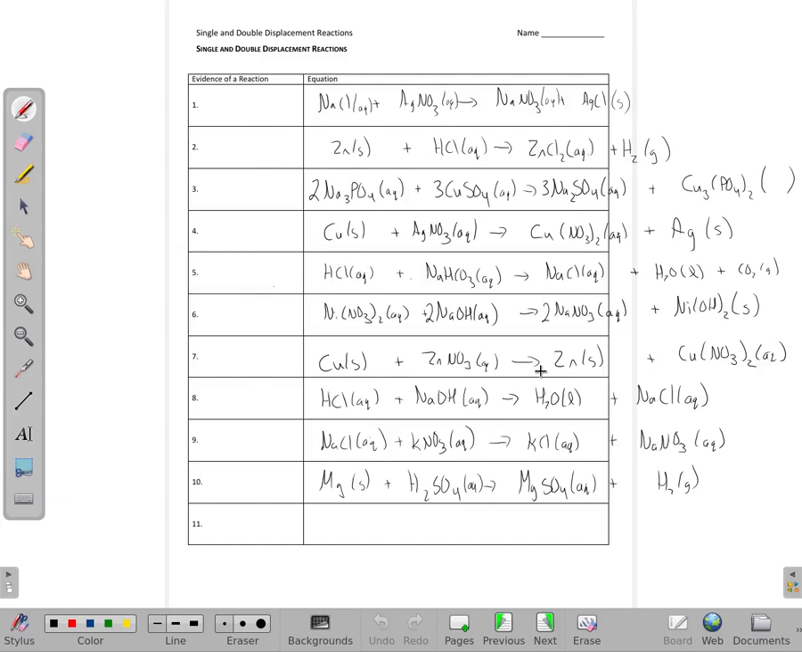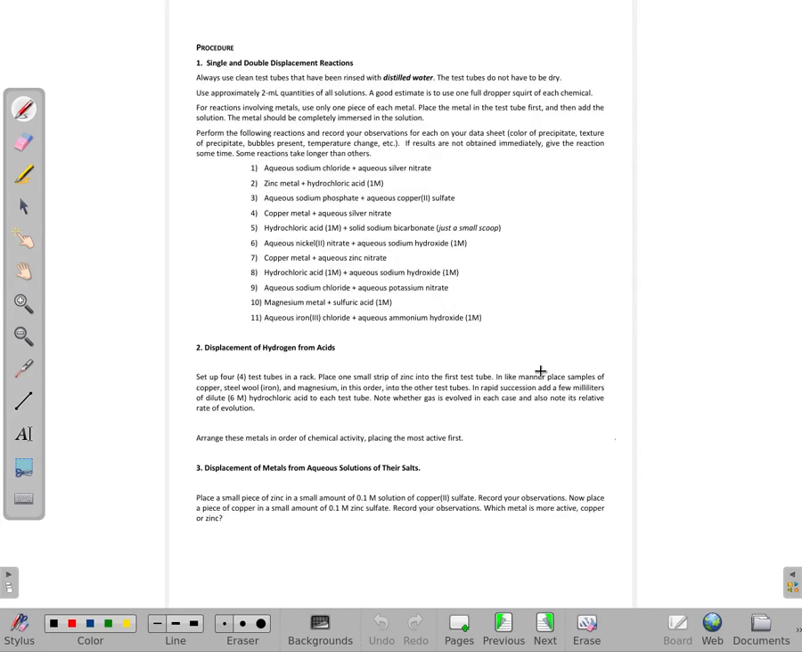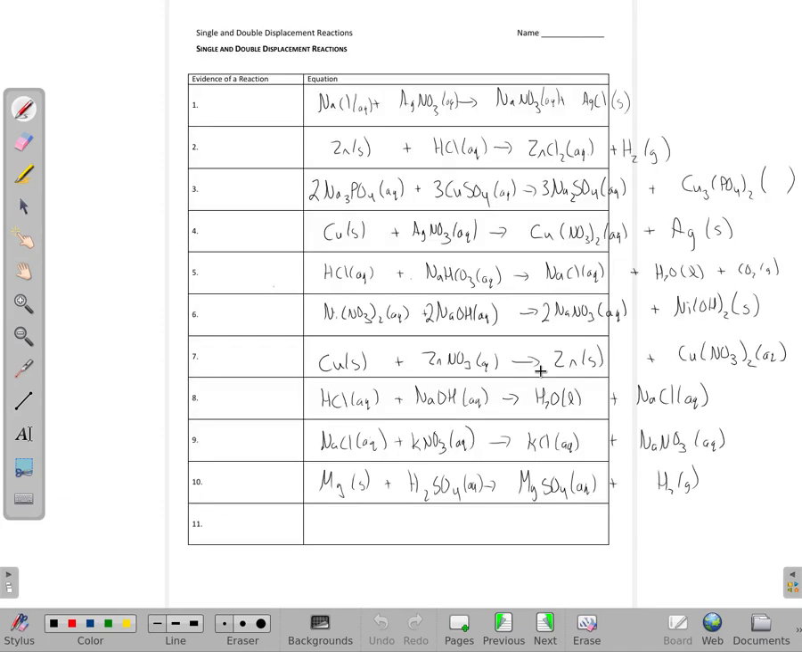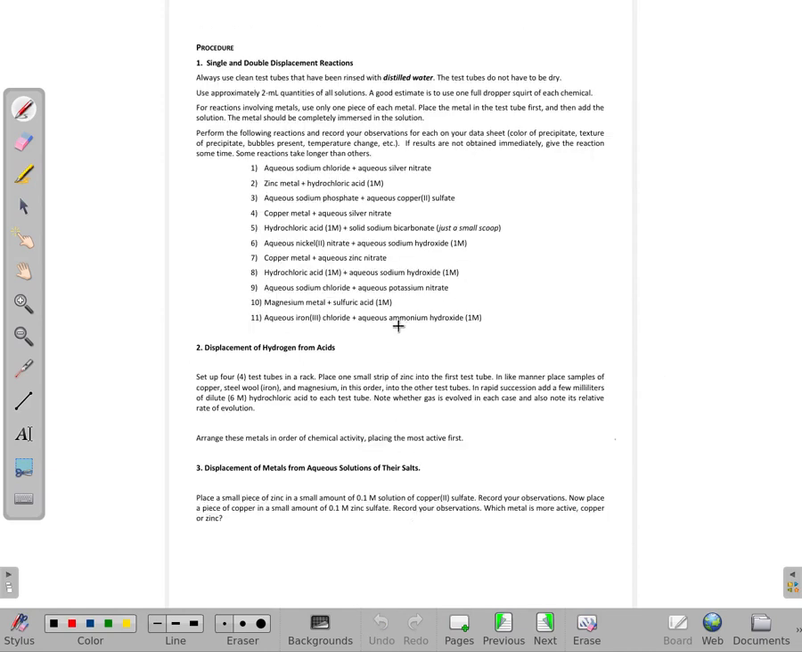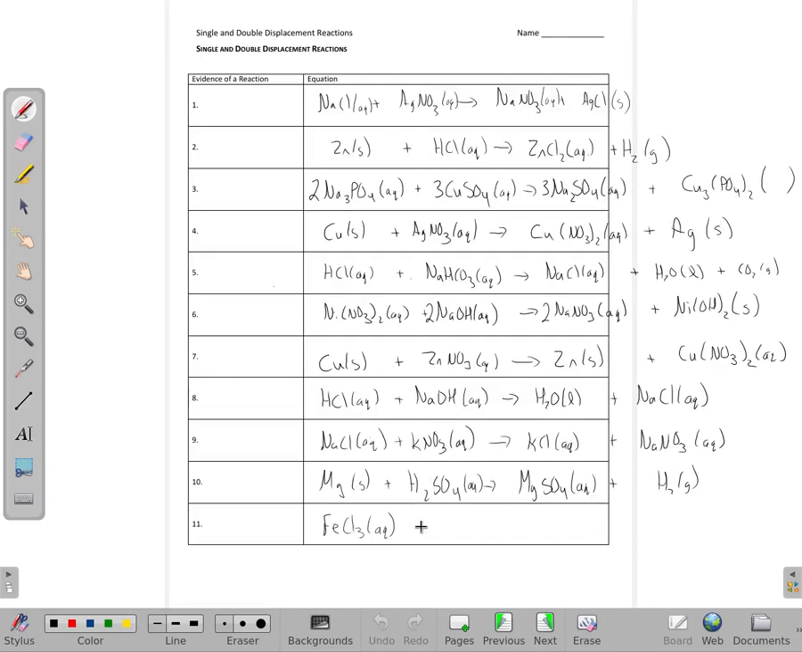All right, number 11, our last one. It is aqueous iron 3 chloride. Iron 3 chloride would be FeCl3 aqueous. And we're going to react that with ammonium hydroxide, which is NH4OH. It's also aqueous. It's a double displacement. Ooh, I drew that as a plus. That should be an arrow.